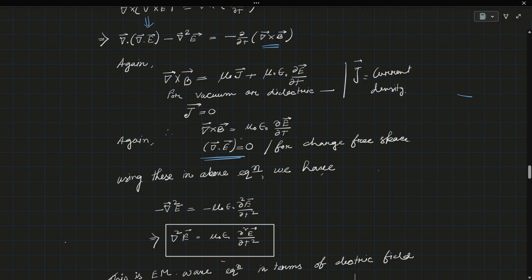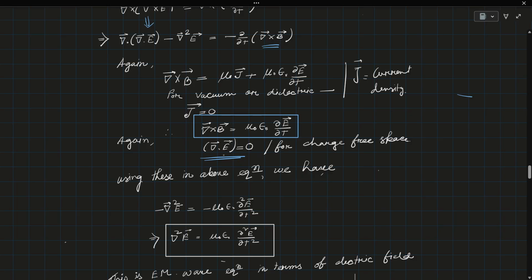Again, from Maxwell's equation, we have got del cross B equals mu naught J plus mu naught epsilon naught del E by del t, where J is the current density. For vacuum and dielectric, we can write J equals 0, that means the current density is 0. So in this case, del cross B equals mu naught epsilon naught del E by del t. Since J equals 0, we are removing this term.